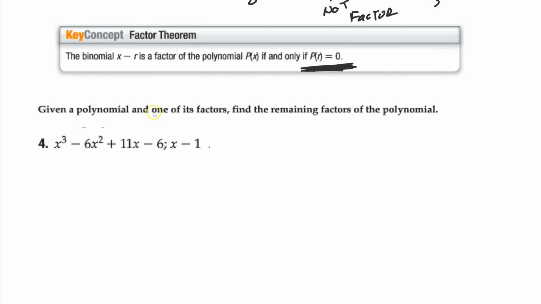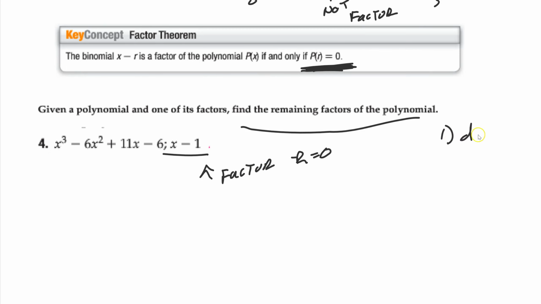Now what this problem is asking us to do is, given a polynomial, they're telling me, hey, this is a factor. So I know that when I divide it, the remainder has to be 0. They want us to find the remaining factors. So we're going to divide it, and then we're going to factor the answer. So that's what's going on here.